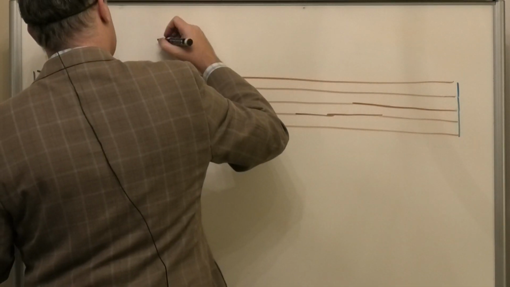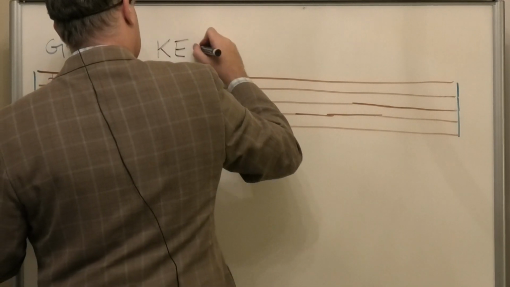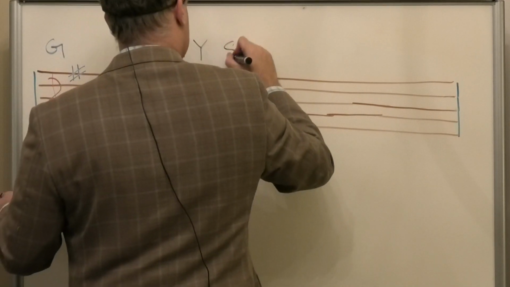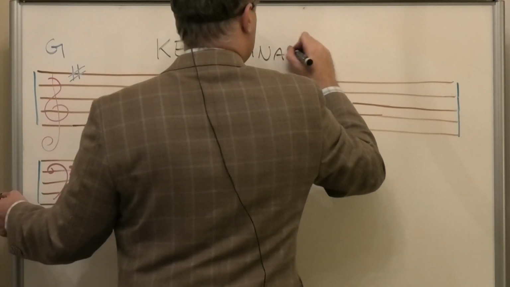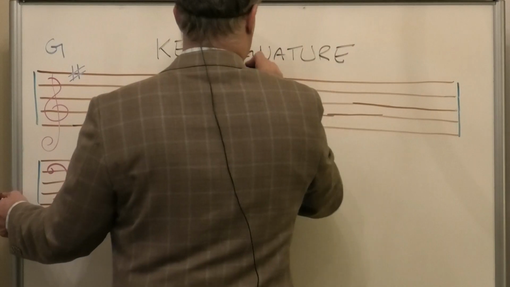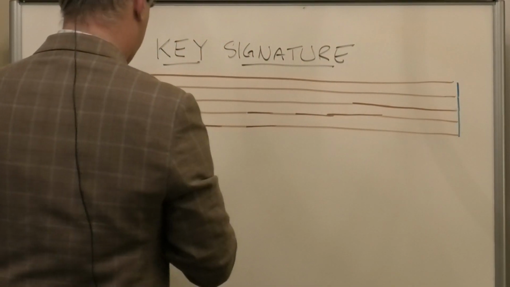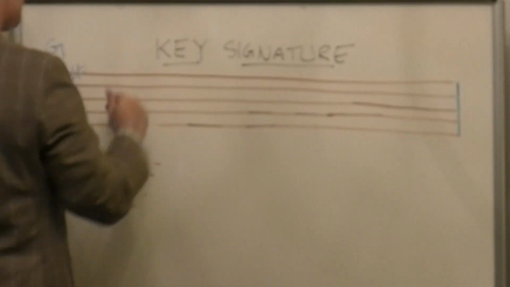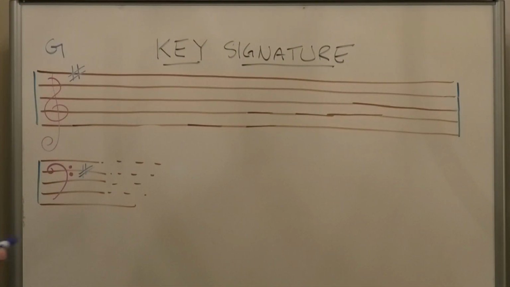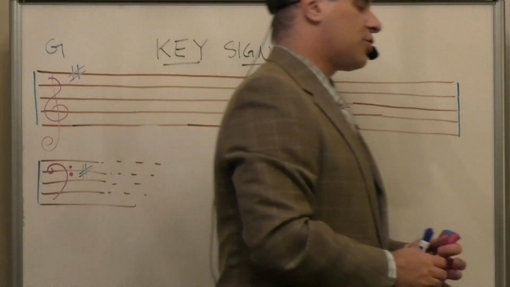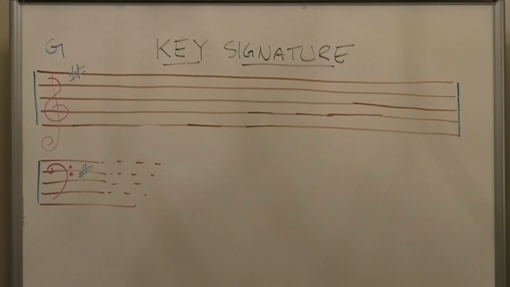So let's write key signature. The next key signature is going to have another sharp. It's going to have C sharp. We'll talk about why some other time. That's C sharp. So here's the key of G. If we add C sharp, now we're in the key of D.